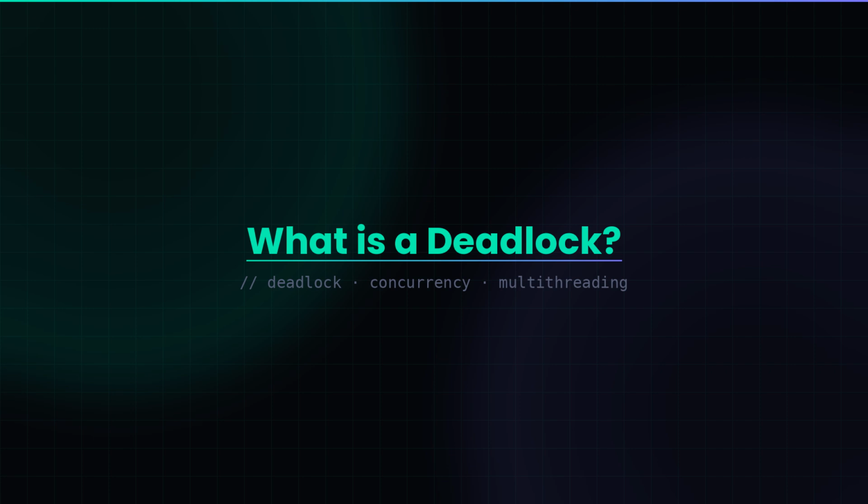This is a deadlock. It is one of the most frustrating bugs in all of concurrent programming because the code looks correct, the logic looks sound, but the system locks itself into a state it can never escape. Today we are going to visualize exactly how that happens, why it happens, and how you fix it.